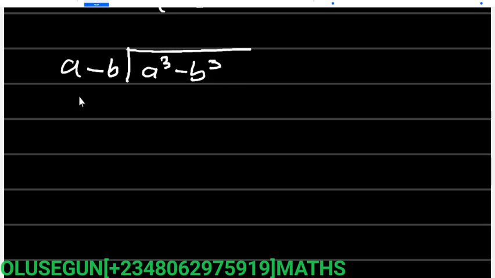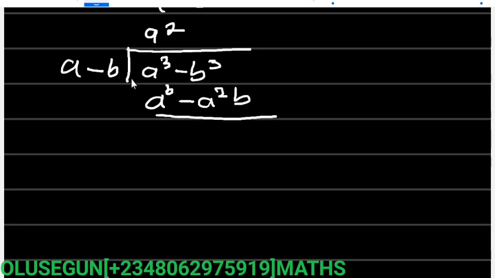So the first, you have to listen carefully to this step. A raised to power 3 divided by a will give you a square. So let's multiply a square. A times a square will give us a raised to power 3. So minus b times a square to give us minus a square b.